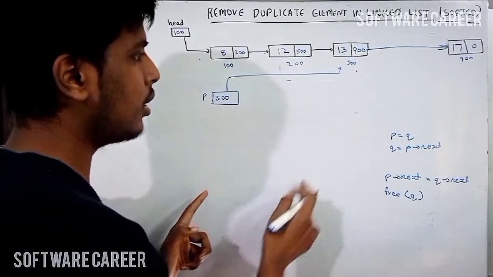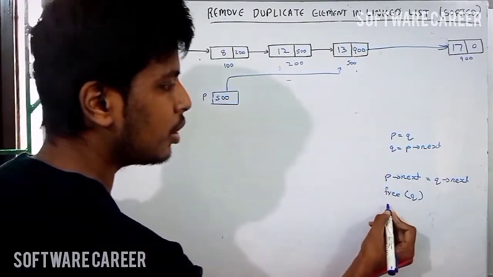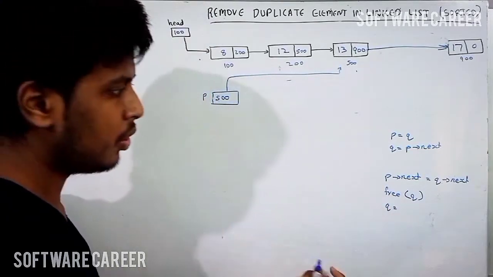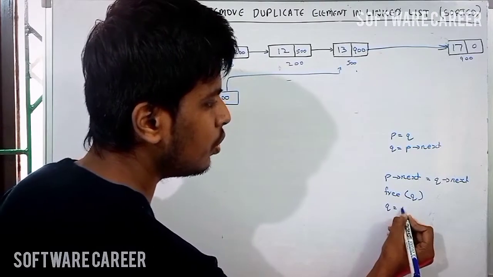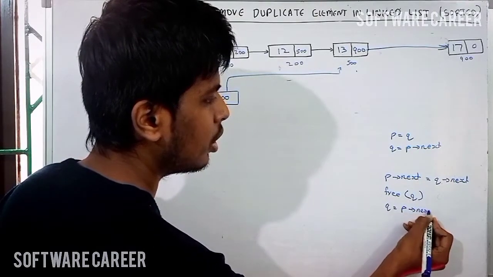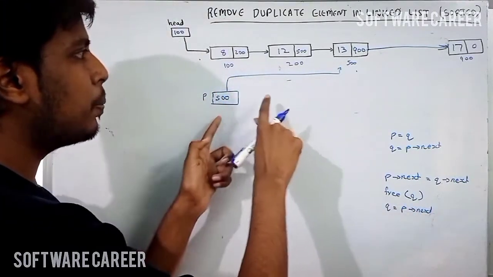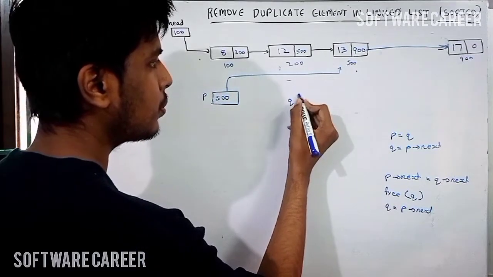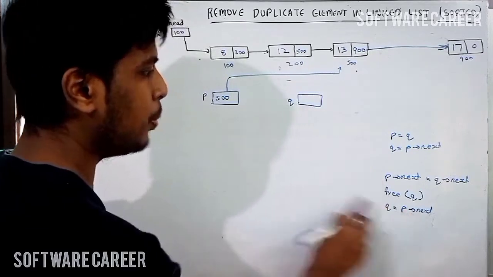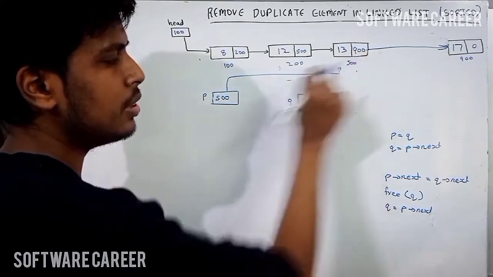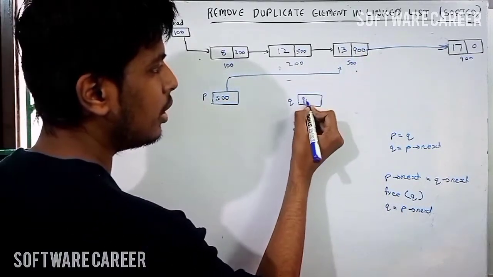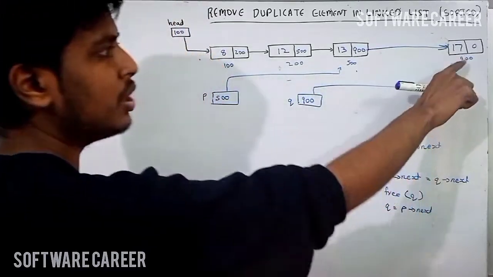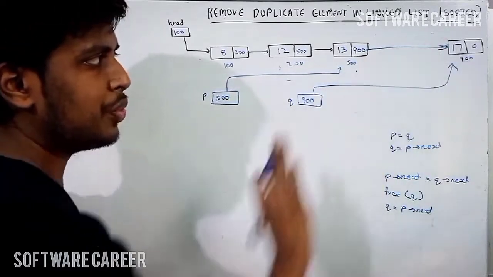Now check again. See, now you should make Q equal to, you should create a pointer Q, because now you have deleted that pointer. So I should write Q equals to P next. That means, see, I should create a pointer Q. That pointer is equal to P next. P is 500. 500 next is 900. So I am writing here 900. Now 900 means it's pointing towards the fourth node.